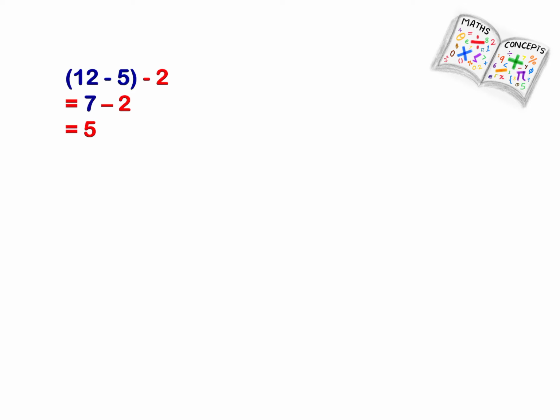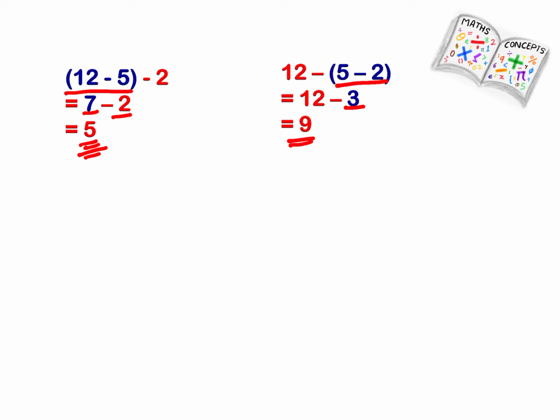Now let's see it for subtraction. I have taken one example, 12 minus 5 minus 2. I have grouped the first two numbers together, that is 12 minus 5, which gives me 7 minus 2 gives me 5 as the answer. Now the second case is I have grouped the last two numbers together, that is 5 minus 2, which gives me 3, and 12 minus 3 gives me 9.